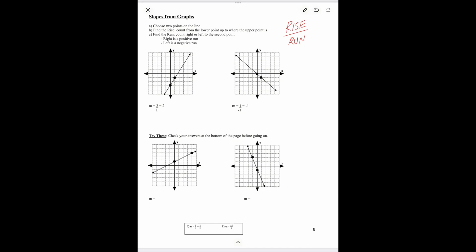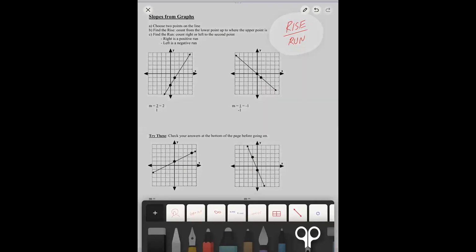All right, so basically what you're doing here is whenever you're given a line, you're going to use 2 points on that line to find the slope by doing rise over run. I have that up here. And basically all that means is you're going to do the difference in the y values over the difference in the x values. And it has to be done in a certain order. Okay, so I'm going to do one example from this, and then I'm going to do 2 examples from the handout. Okay, so let's look at this one right here.